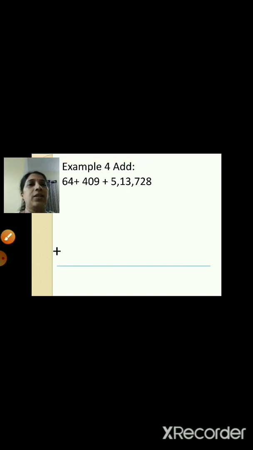So 8 in the units place, 2 in the tens place, 7 in the hundreds place, 3 in the thousands place, 1 in the 10,000s place, and 5 in the lakhs place. So now I'll take the second set, that is the 3-digit number. So 9 in the units place, 0 in the tens place, and 4 in the hundreds place. Now I'll take the last set of 2-digit number, 4 in the units place, 6 in the tens place.